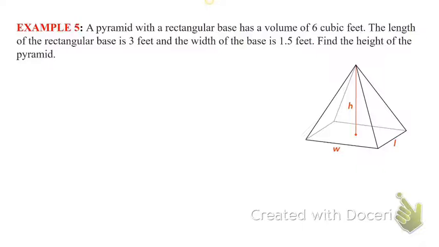Here is a pyramid with a rectangular base that has a volume of 6 cubic feet. The length of the rectangular base is 3 feet, and the width of the base is 1.5 feet. So let's find the height. You try this one yourself, and I'll be back in a minute.